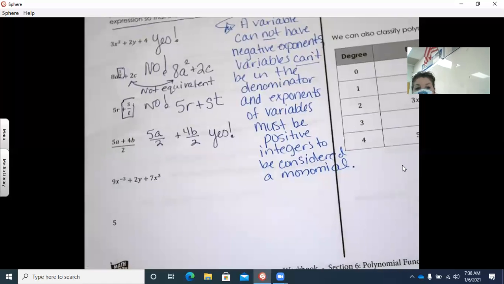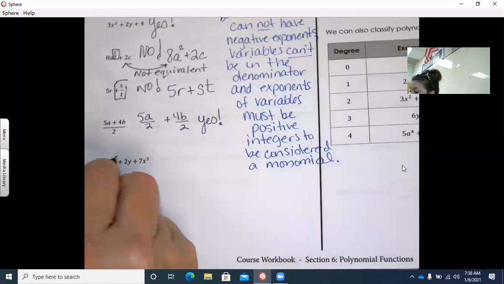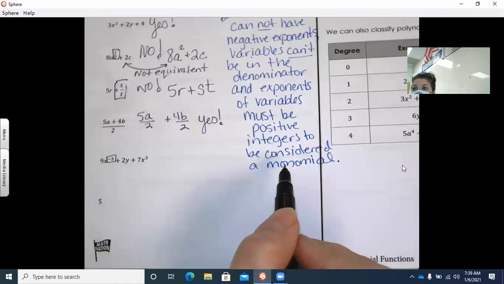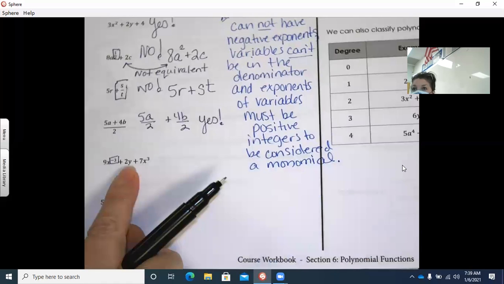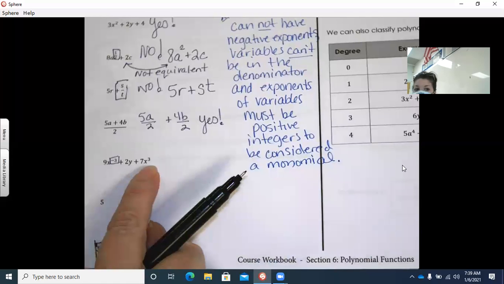It's not. What's the problem? Exactly. It says over here your exponents cannot be negative of a variable. Of the number, that's fine, but not of a variable. Is 2y considered a monomial? Is anything wrong with that? No. How about 7x cubed? Is anything wrong with that? No. So the only thing we need to fix there is the -3.